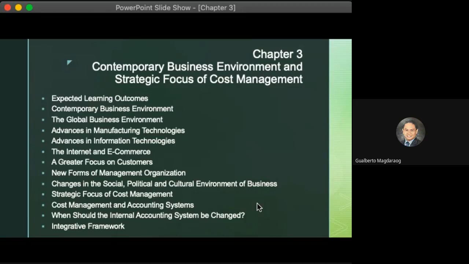And then yung content ng chapter 3: contemporary business environment, the global business environment, advances in manufacturing technologies, advances in information technology, the internet and e-commerce, the greater focus on customers, new forms of management organization, changes in social, political, cultural environment of business, and how do business adapt on this, strategic focus of cost management versus accounting system, kailan ito kailangang magbago, and then we will be introduced to an integrative framework for us to understand why do changes occur sa accounting system natin or sa cost management system natin.